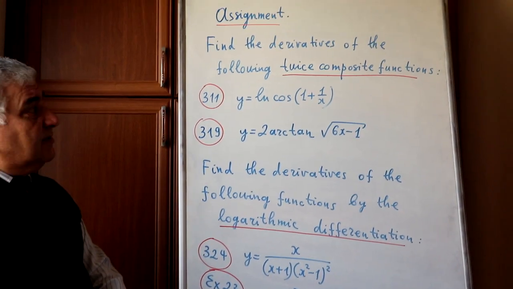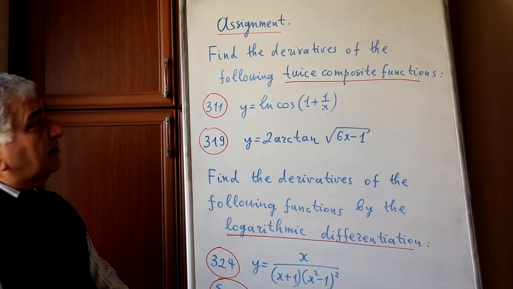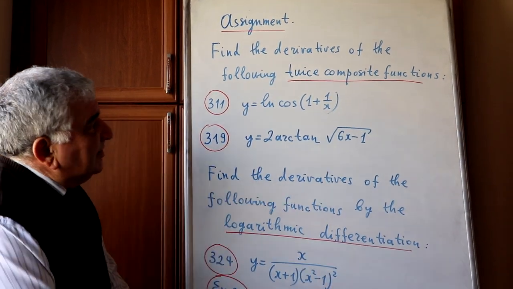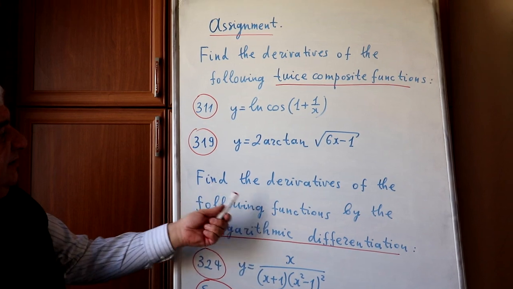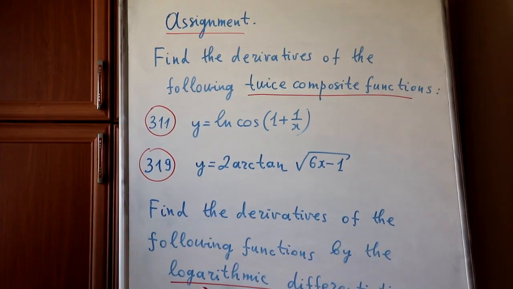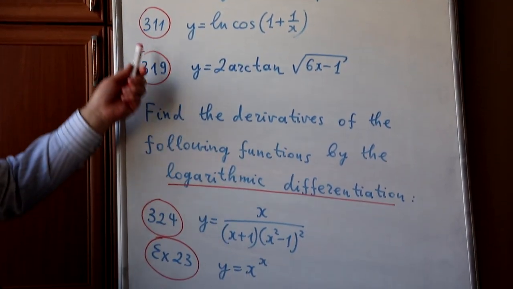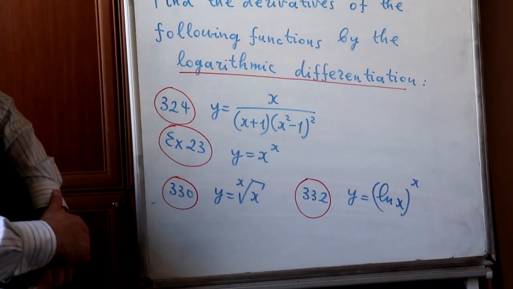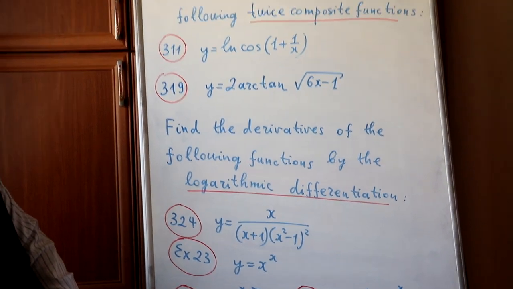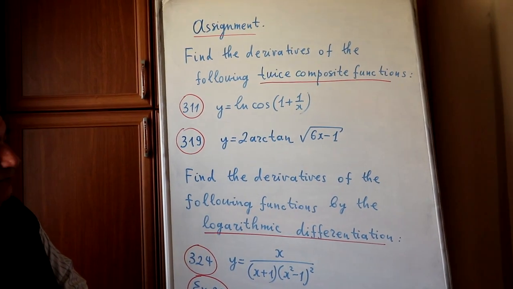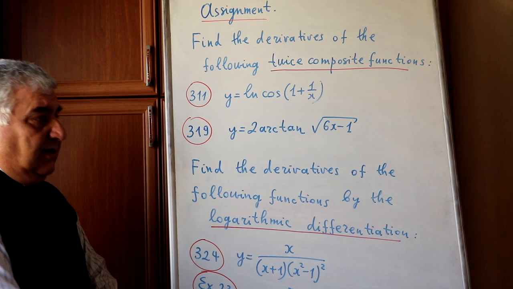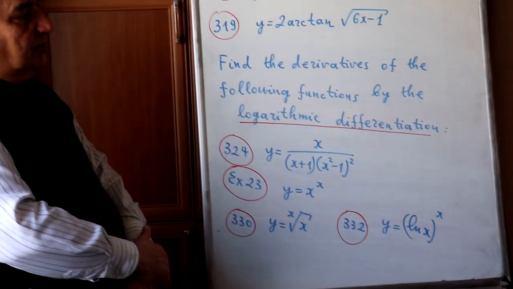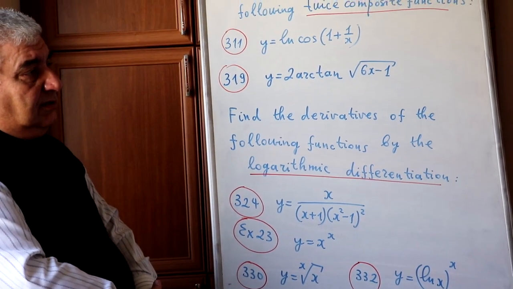Finally, please rewrite your assignment. Find the derivative of the following twice composite functions and find the derivative of the following functions by the logarithmic differentiation. And here the numeration is indicated according to my textbook. Please rewrite, and good luck students, and goodbye dear students.